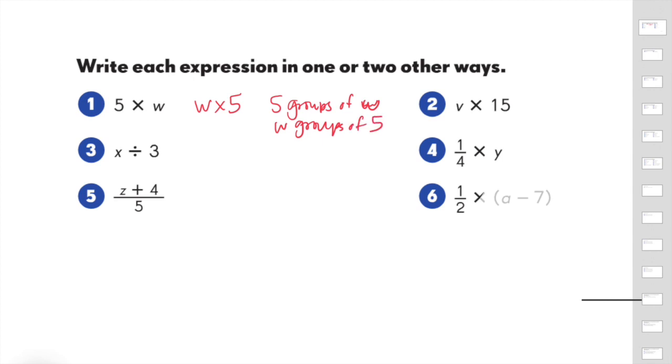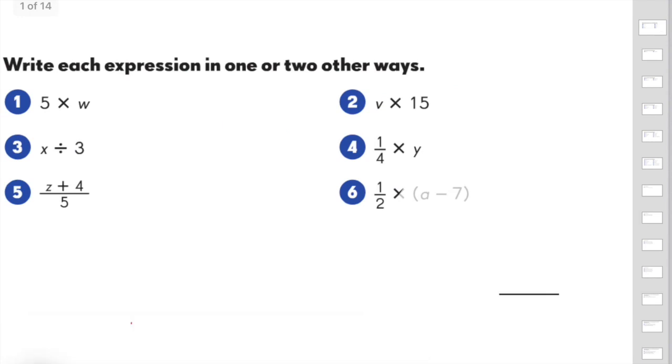Or we learned in algebra that we could also put the variable right next to the whole number, and that implies multiplication. So we could write 5W. You cannot write W5. Remember that the whole number has to be listed first, the variable listed second.